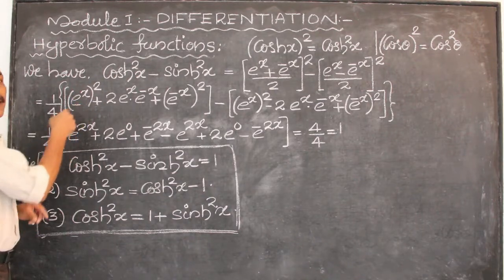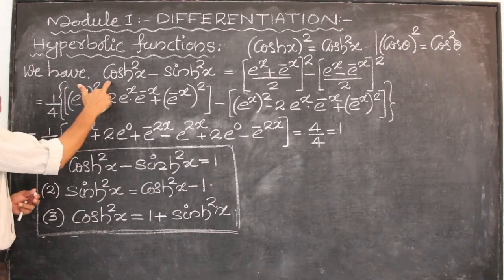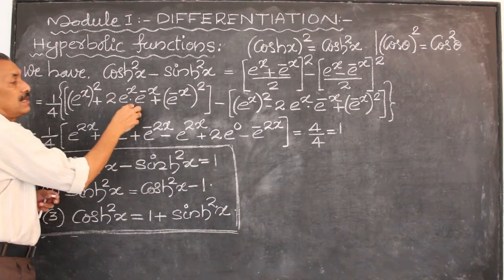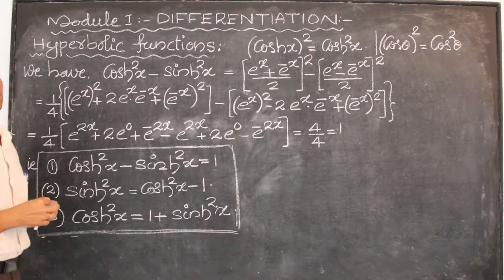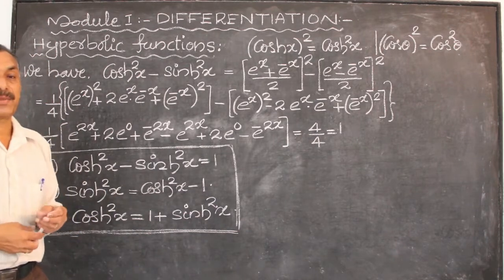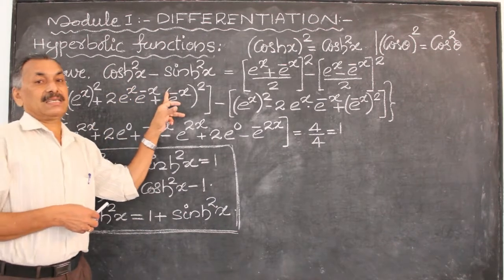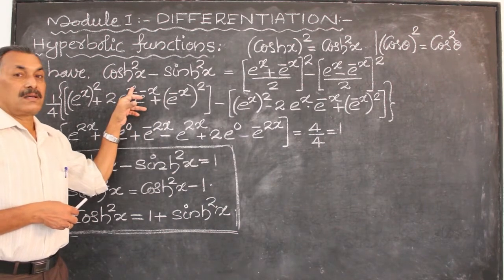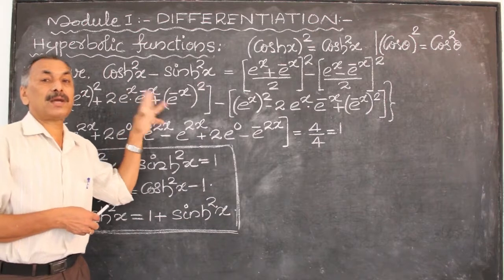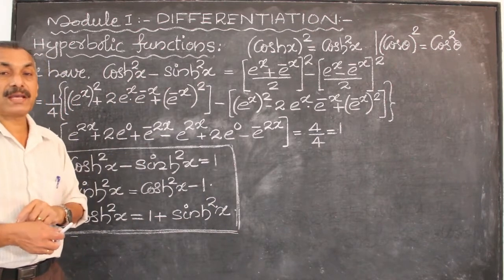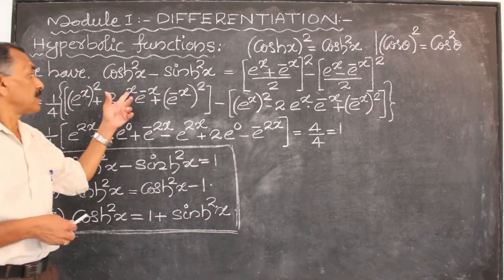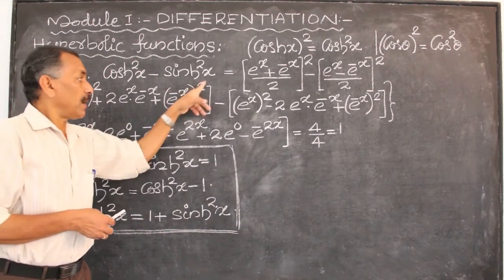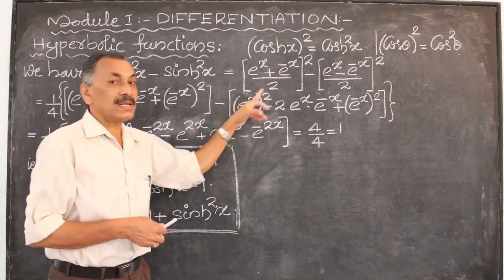Means a raised to m raised to n is a raised to mn. So e raised to x whole square is equal to e raised to 2x. Then e raised to x into e raised to minus x: a raised to m into a raised to n is a raised to m plus n, that is e raised to x minus x. The value of x minus x is 0, so e raised to 0. Then e raised to minus x whole square, a raised to m raised to n is a raised to mn, so e raised to minus 2x. Then e raised to x whole square, e raised to 2x.